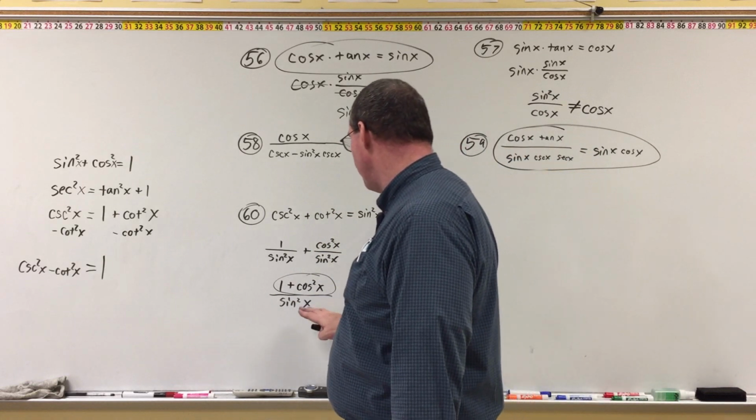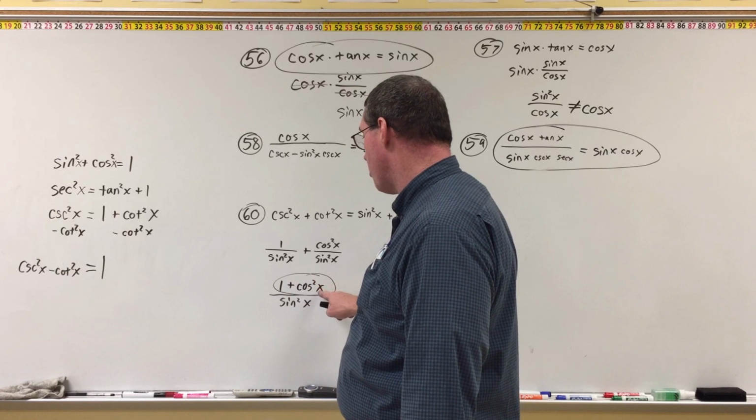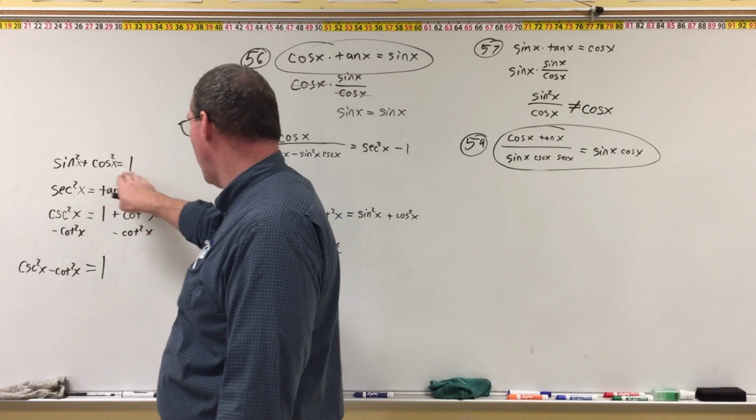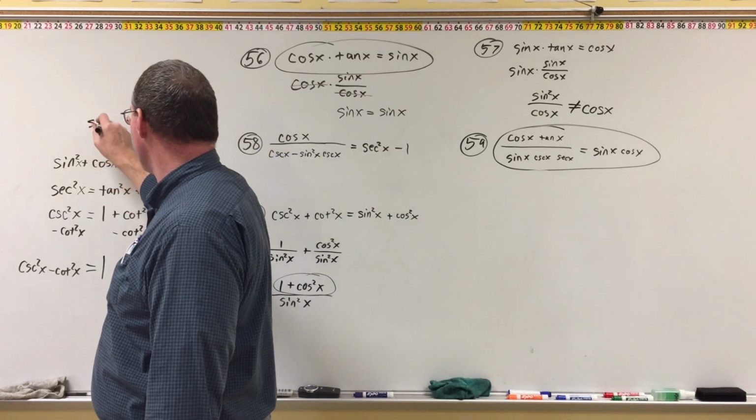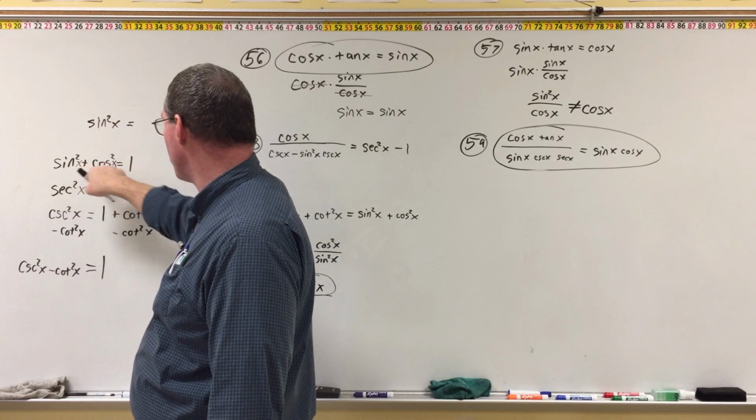But here's the problem, is that this numerator is not 1. 1 plus cosine squared, if we put the cosine with the 1, we would say that sine squared of x is not equal to 1 plus. We would have to subtract cosine squared.